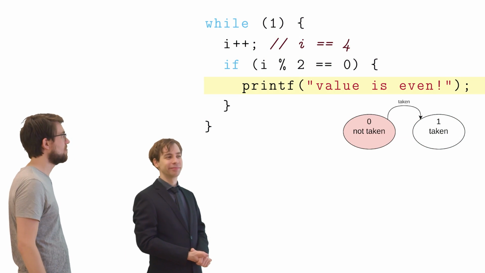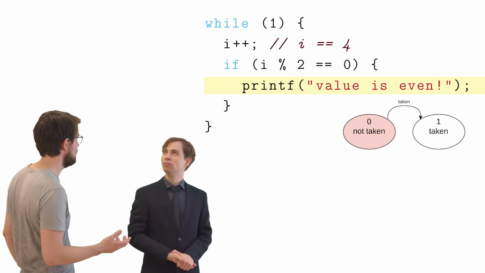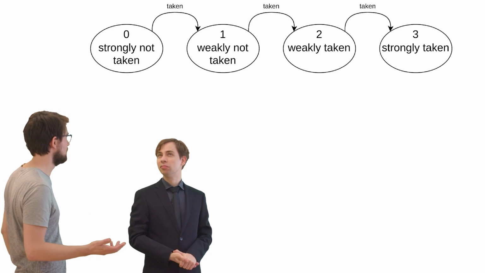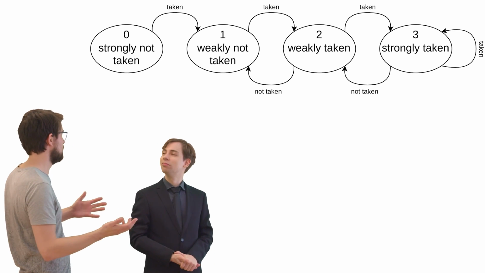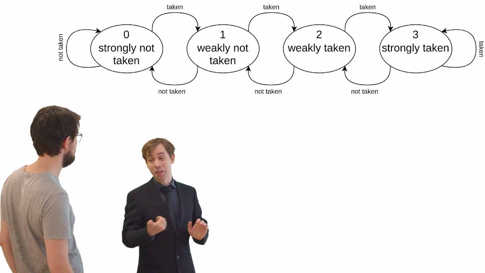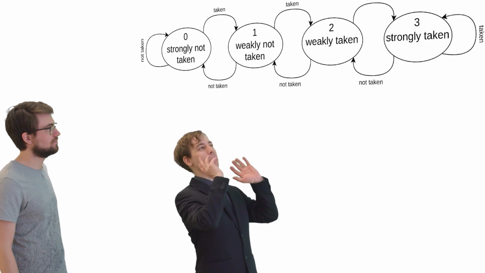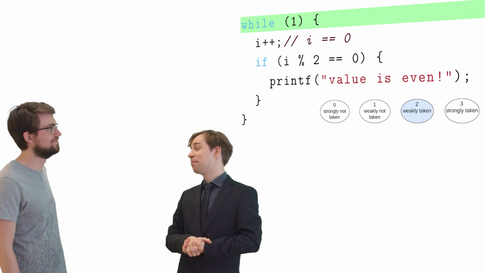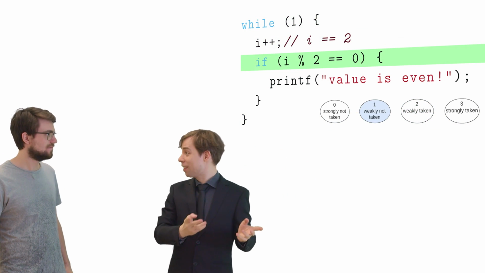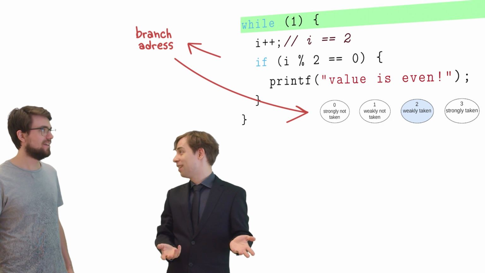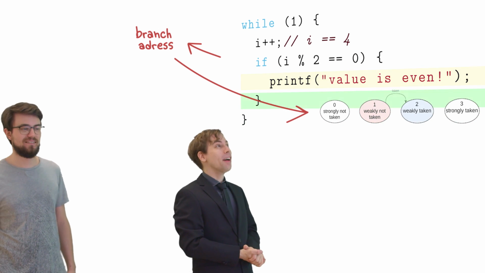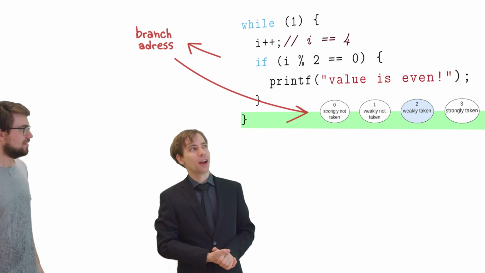Exactly. But what if I take a counter, counting from 0, strongly not taken, to 3, strongly taken, and whenever a branch is taken or not, I move the counter in this direction. That sounds like a very clever idea. But what about this? The branch predictor will now always switch between the middle two states. And that's pretty bad, because every single branch would be mispredicted again. So the question is, what can we do here?